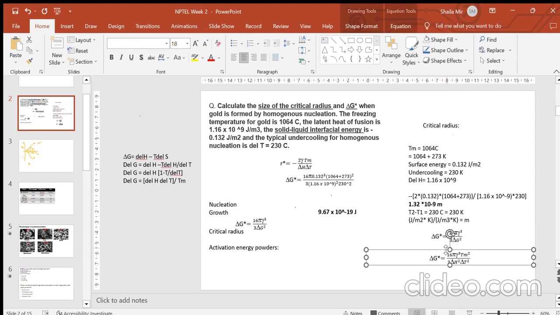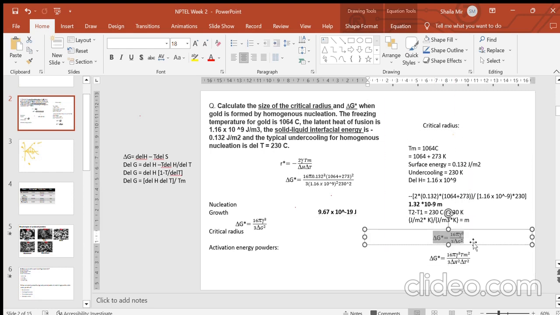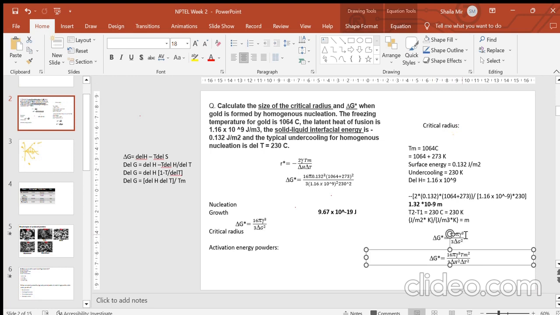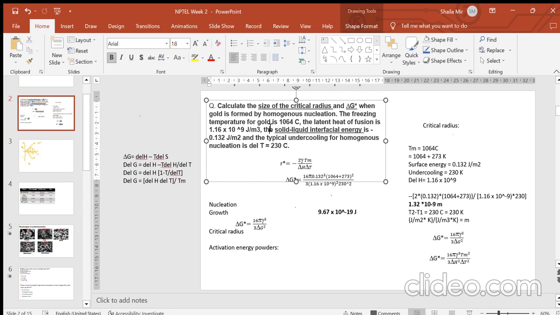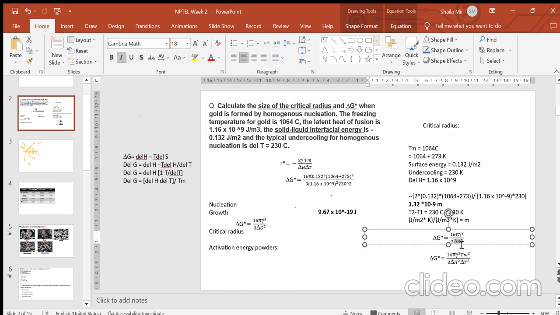Okay, so you might have read this equation, which is delta G for a critical radius is 16 pi surface energy cubed, divided by 3 delta G squared. But because we do not have any data related to the volume free energy, we have data related to the latent heat of fusion and the undercooling. So we have to convert this delta G, which is present here, into the values of delta H and T, or undercooling, right?